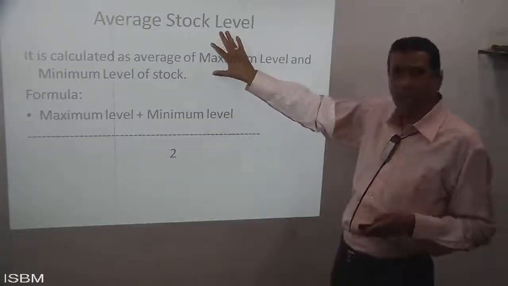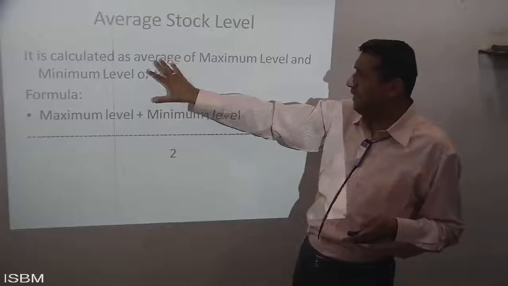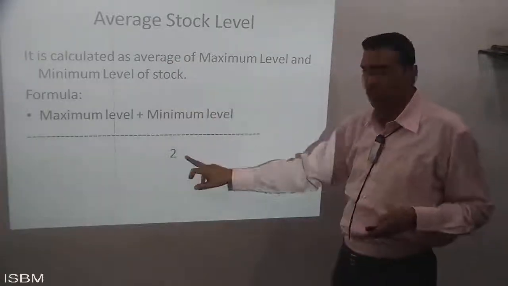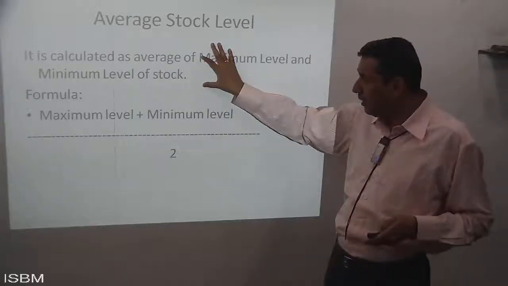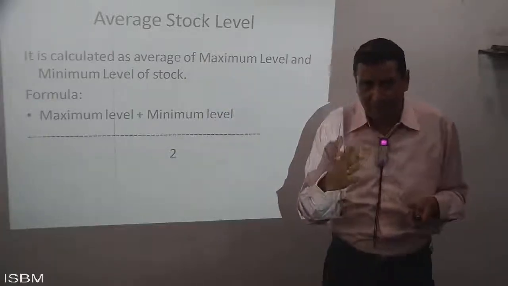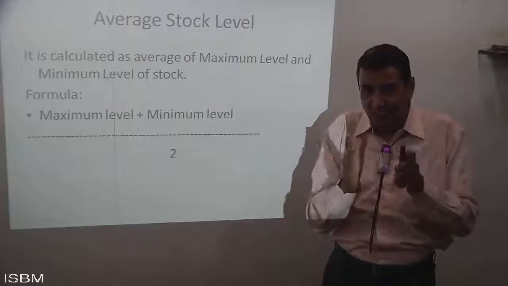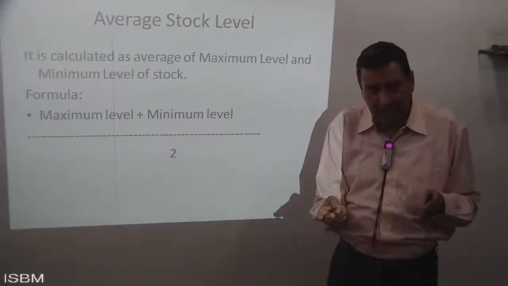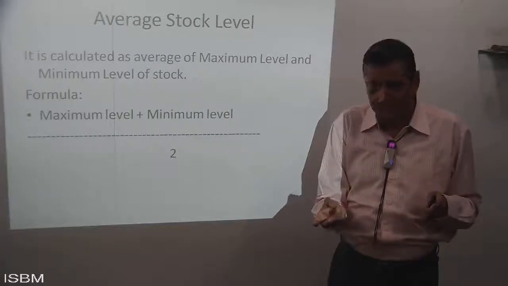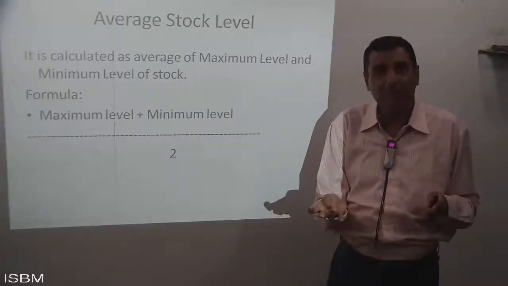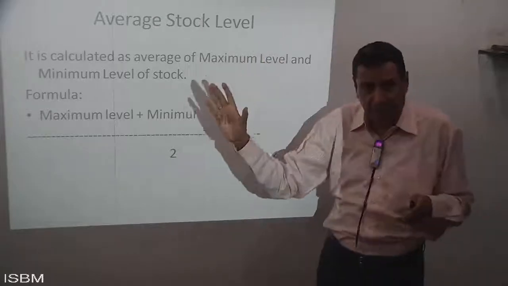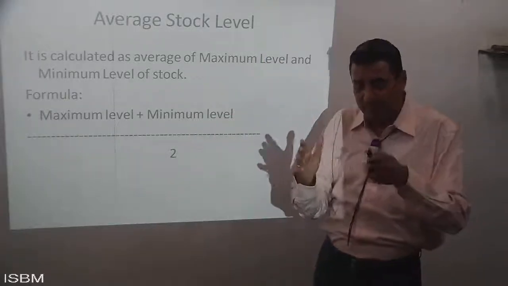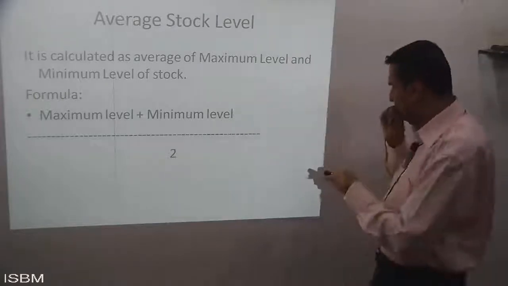Then there is one concept called average stock level. It is just the average of maximum level and the minimum level, divided by 2. This is the average level. So these are the 5 levels of inventories which we consider as a stock level which companies are adopting: maximum level, minimum level, average stock level, danger level, and reorder level. These are techniques which the company uses for maintaining the stock level.